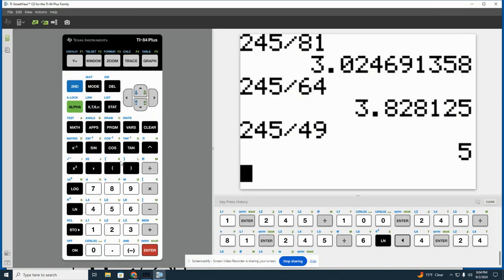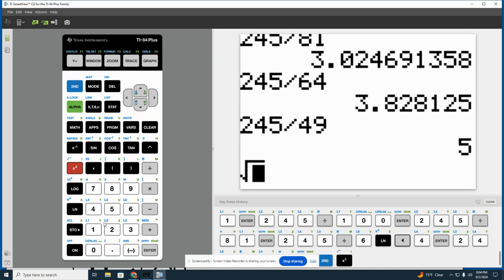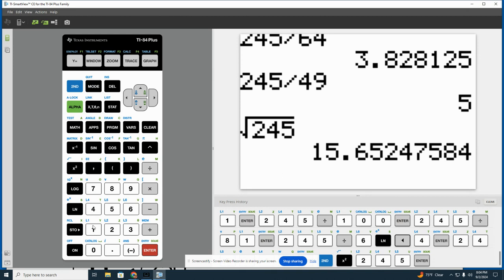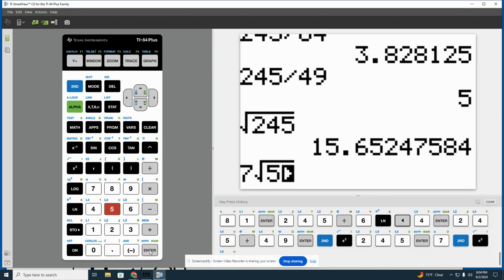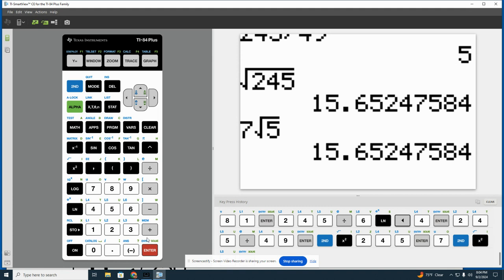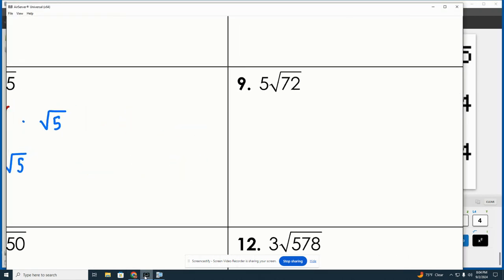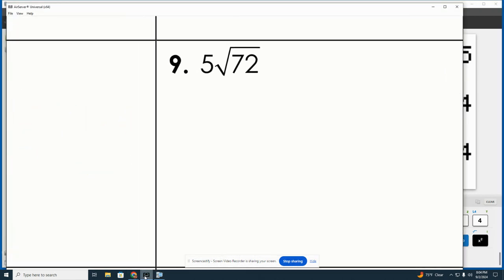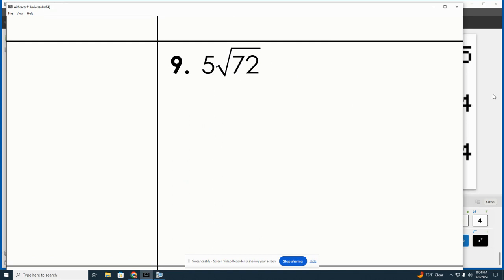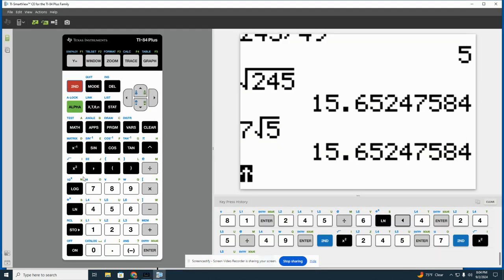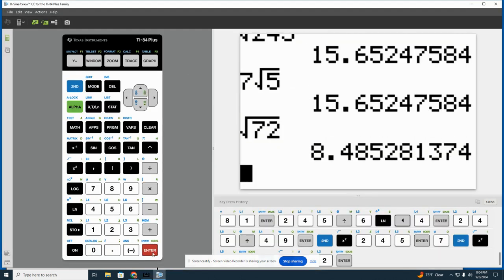Now double check it. Remember what the square root of 245 was? It was 15.65-ish. Let's see if we did it right. 7 times the square root of 5. Perfect. We simplified that radical perfectly. Okay? All right, let's go to this next one. 5 times the square root of 72. Now, ignore the 5. Let's check the square root of 72. Nope, that doesn't work.